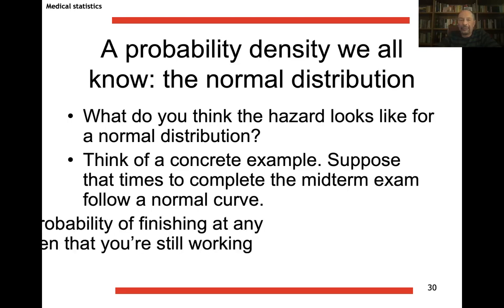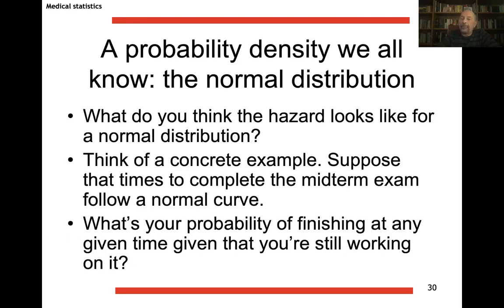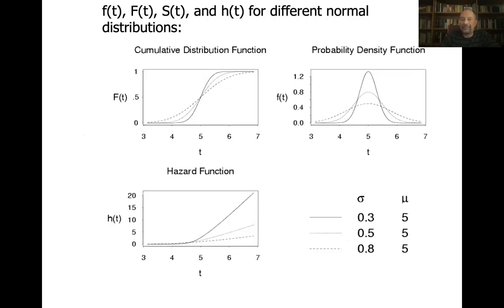a Gaussian distribution. So what is your probability of finishing at any given time, given that you are still working on it? That's what the hazard function will say. Not the general distribution of the probability of when it is completed, in how many months, but since I've been studying for 5 months, what's the probability that I will complete it in the next month? That's what the hazard function is telling us.